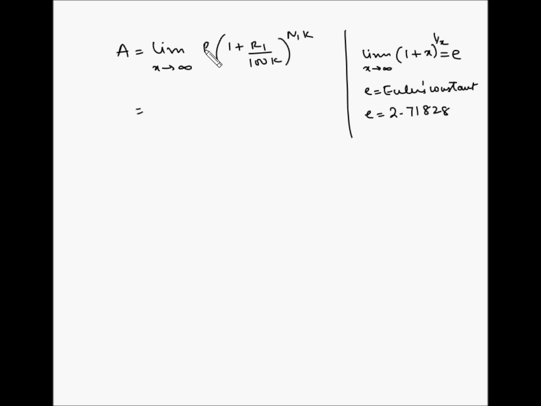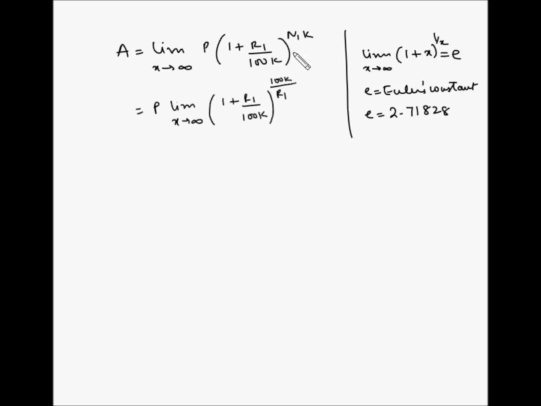So this is equal to, we can take P out and limit x tends to infinity. Now if we consider R1 divided by 100k as x, then we have to express N1k in terms of 1 by x. So let's try doing that. So 1 plus R1 divided by 100 times k, now to the power of, we have to do inverse of x. So it becomes 100k, which is the denominator, now it becomes numerator, divided by R1.